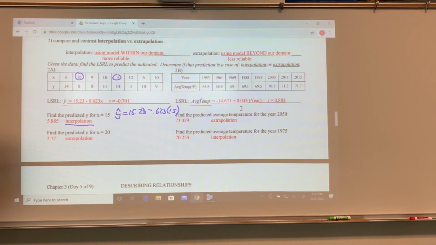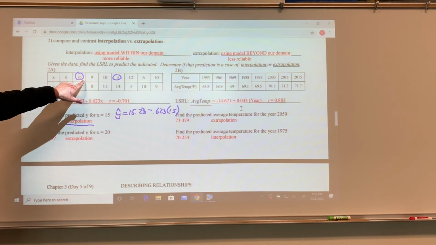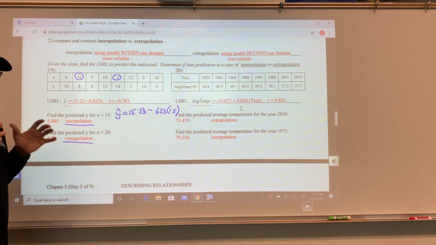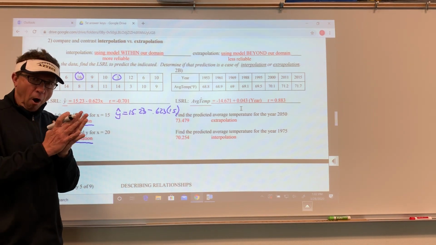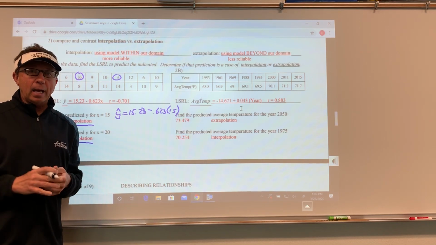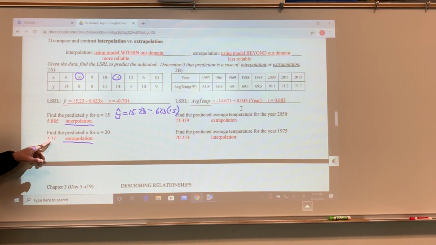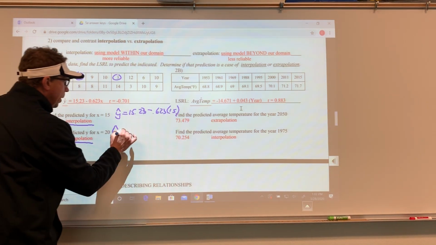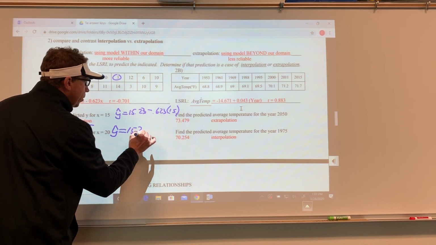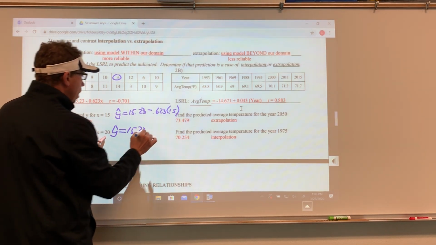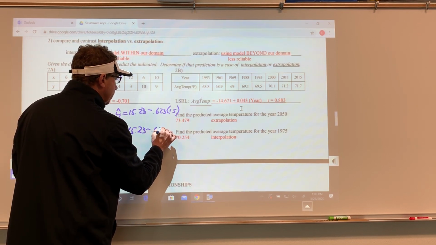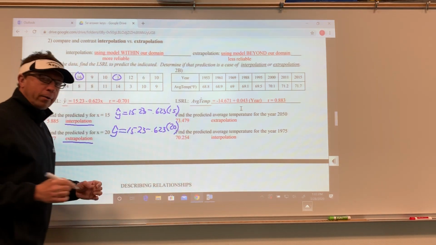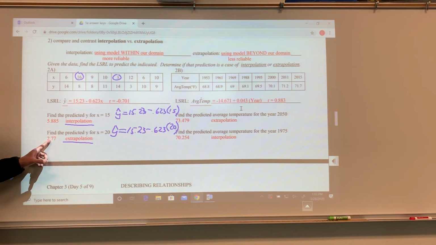Now, how about predicting for something that's 20? 20 is 4 units above the max. So this is definitely extrapolation. And we're not sure if the trend's going to hold all the way to 20. So you're taking a guess on this. It's called extrapolation. But we can still get a prediction. And that prediction will be simple. Y hat, the prediction, will be 15.23 minus 0.623 times 20. And if you calculate that, you will get around 2.77.